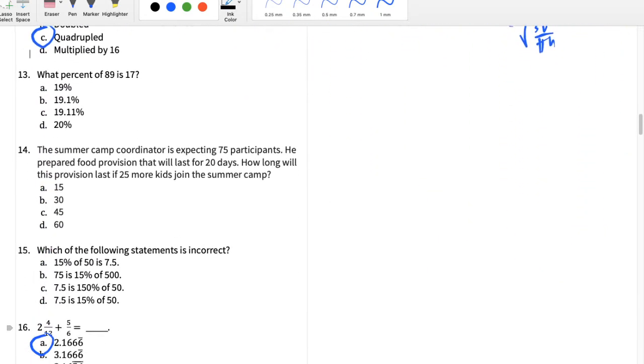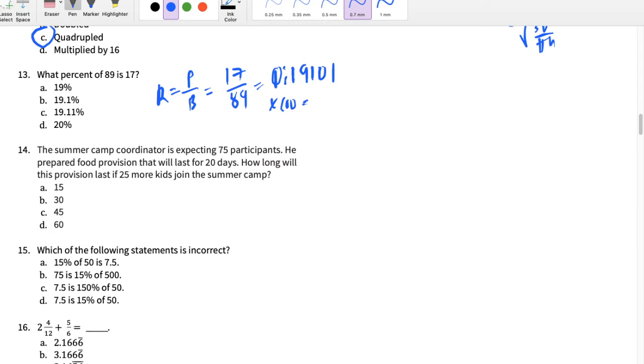Okay, number 13. What percent of 89 is 17? So, ang hinahanap natin dito is rate. So, rate is equal to percentage over base, which is equal to 17 over 89. Okay, if you solve this on your own, makukuha mo should be 0.19101. So, times 100, that's equal to 19.101. So, if we check our choices, our answer should be letter B. Guys, take note hindi letter C kasi this should be 0.